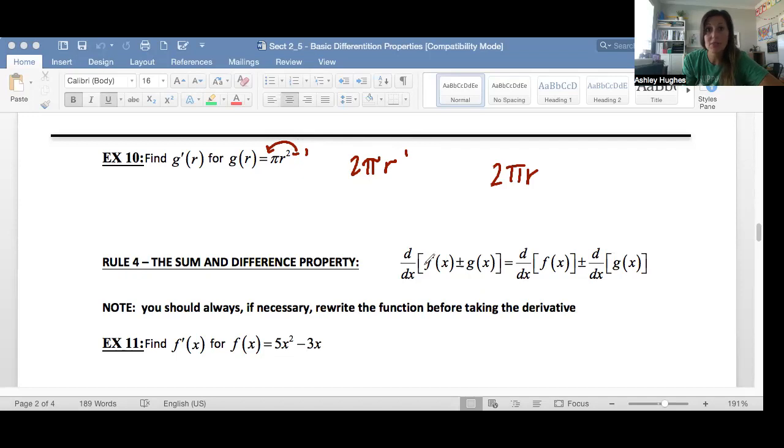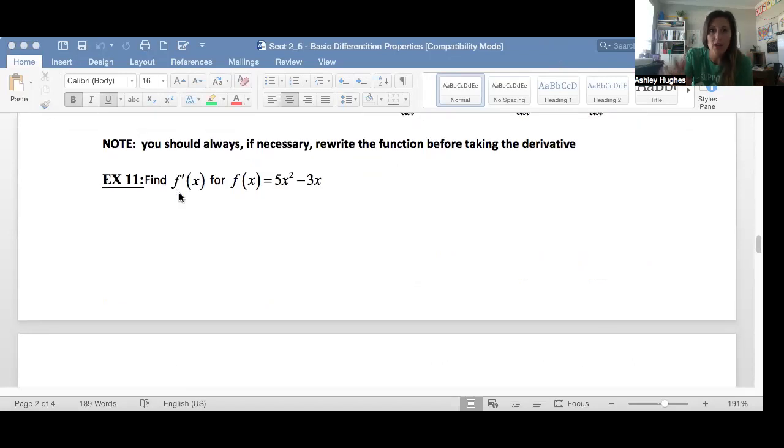And there's also the sum and difference properties, just like limits. So this is a fancy way of saying the derivative of a sum is the sum of the derivatives, or the derivative of a difference is the difference of the derivatives. So if you have things added or subtracted together, you just take the derivative of each part and then add or subtract it. So I can say the derivative of this whole thing is just the derivative of this minus the derivative of that. What's the derivative of that?